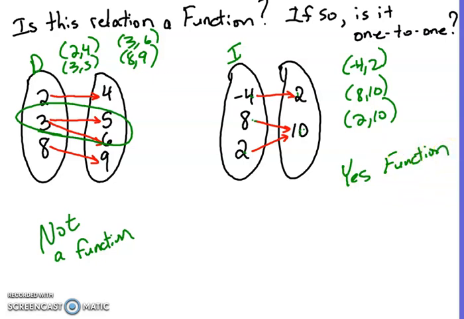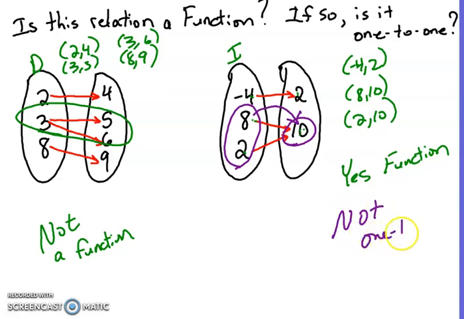Now, is it one-to-one? Well, no, it's not one-to-one because one-to-one means each of the domains go to one number, and it doesn't. So you're having 2 domains go to one output, and so it's not one-to-one.